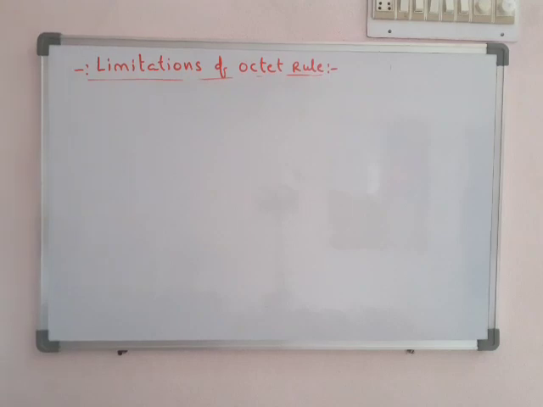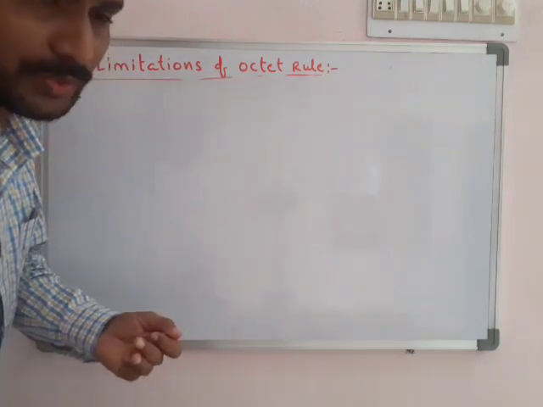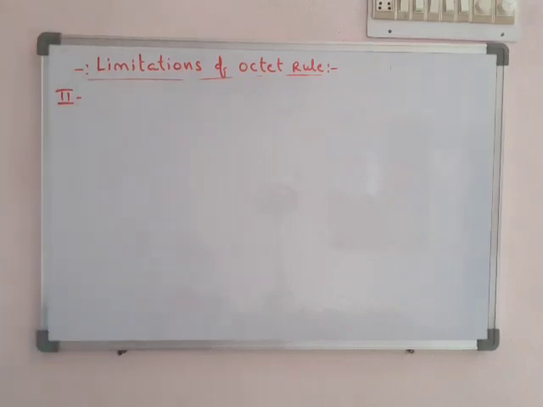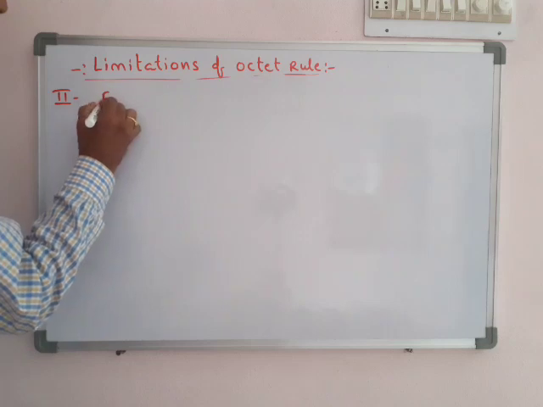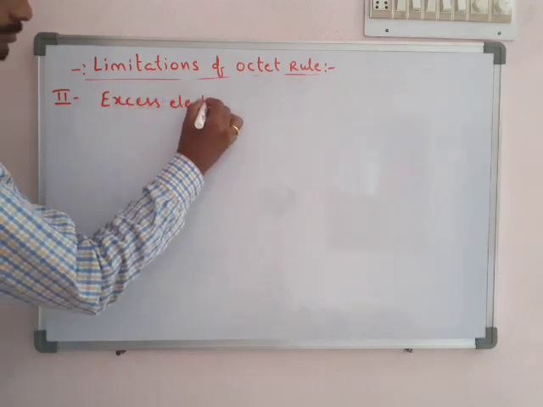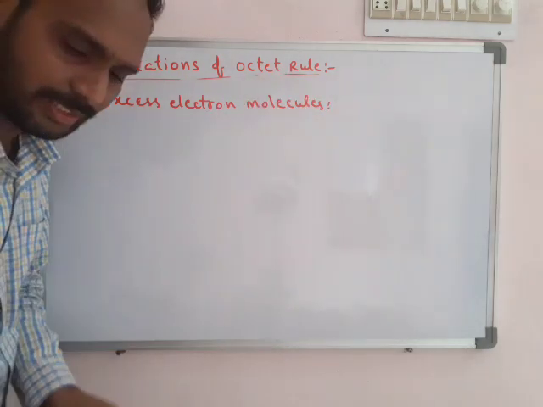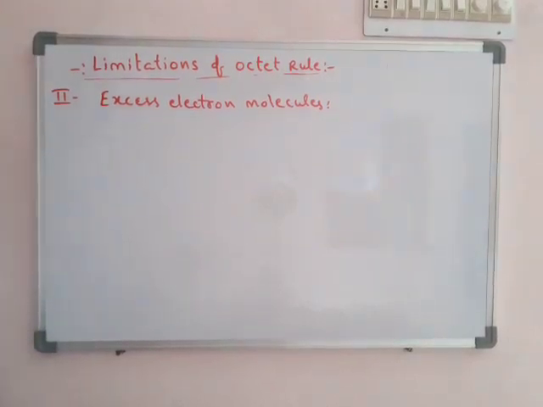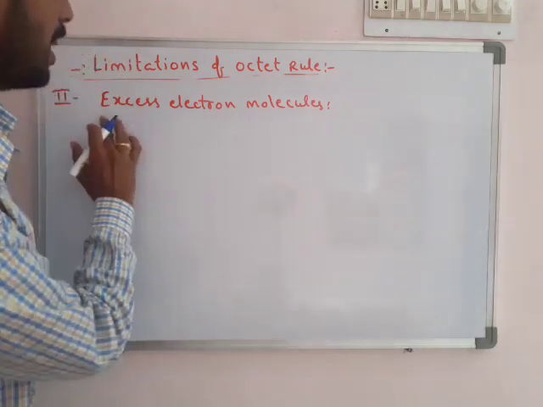So in the second category, we took, so at first we discussed about the electron deficient molecule. Now the excess electrons. So the second category has excess electrons. Excess electron molecules are the molecules in which there is a possibility of extension of d orbital. Okay. So generally, third period and beyond the third period elements show this type of excess electron molecules.